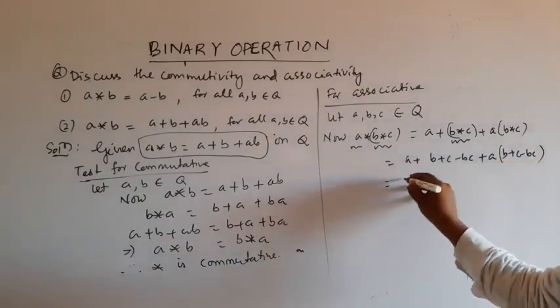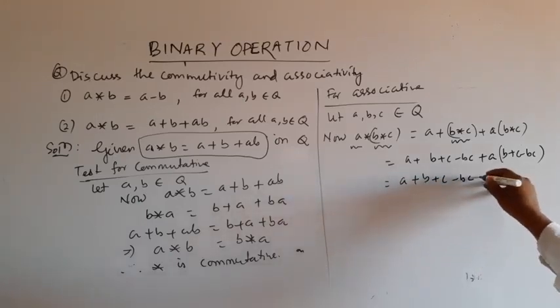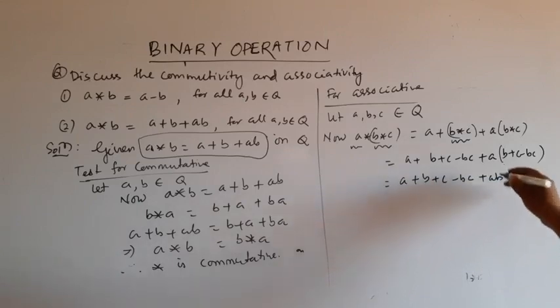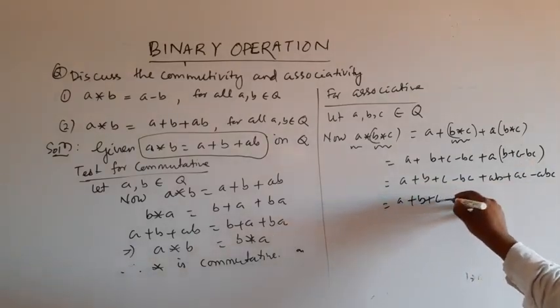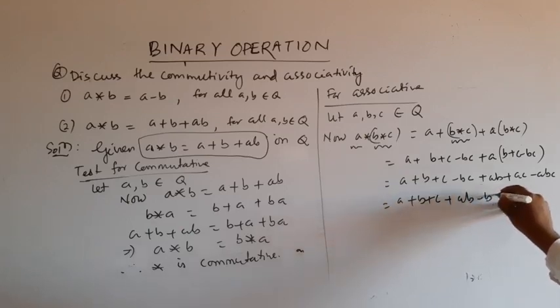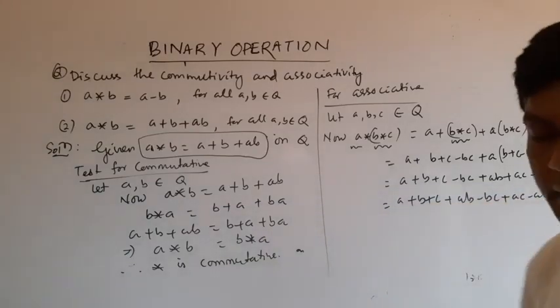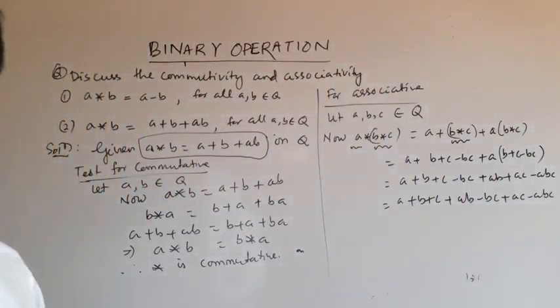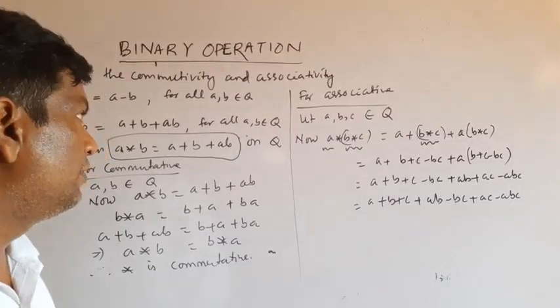Now operating this: a plus b plus c minus bc plus ab plus ac minus abc. So this is a plus b plus c plus ab minus bc plus ac minus abc. Clear? Now another side.